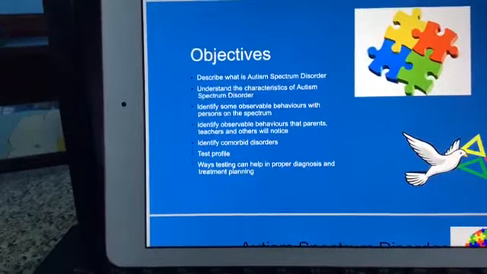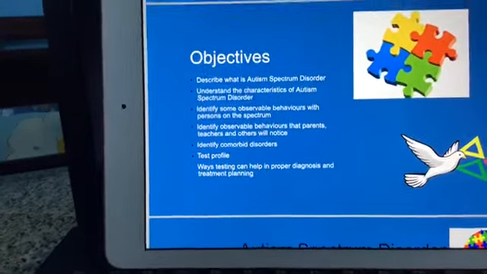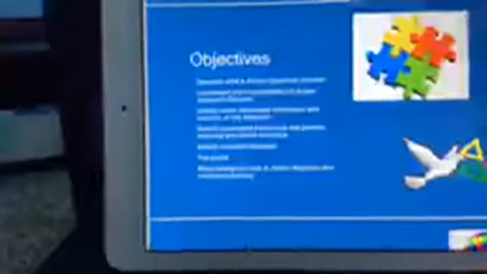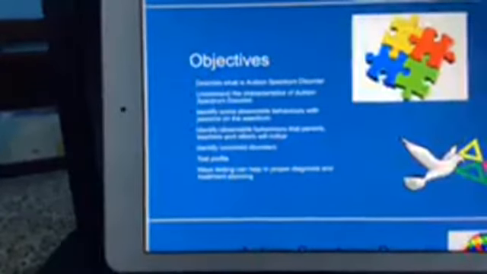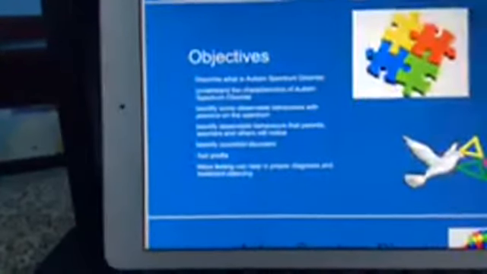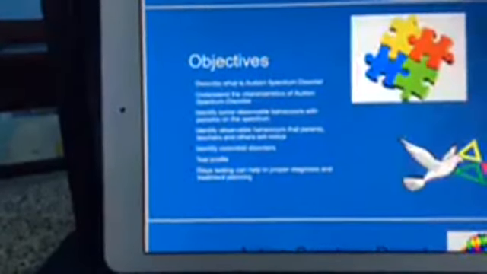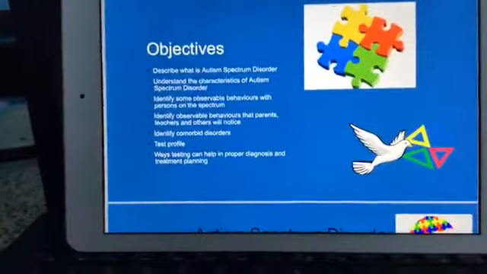A lot of times people talk about autism and they think their child is autistic, but there are other possible diagnoses that a child could have that are challenges. So I want to talk about the similarities and the differences. Then I'll talk about what a test profile is and what test is used to give a proper diagnosis of autism and for treatment planning. So these are the things that we will be covering today.